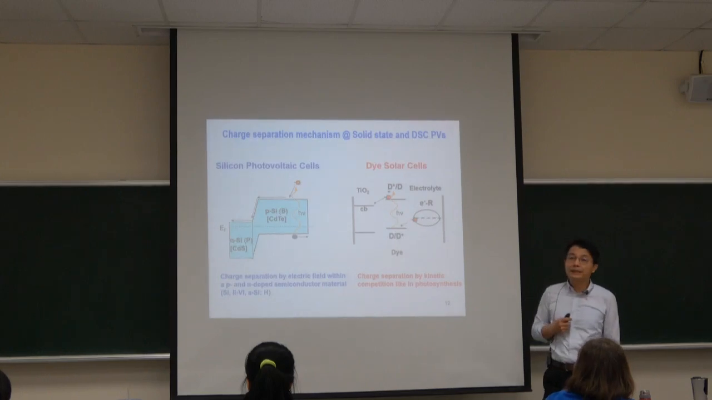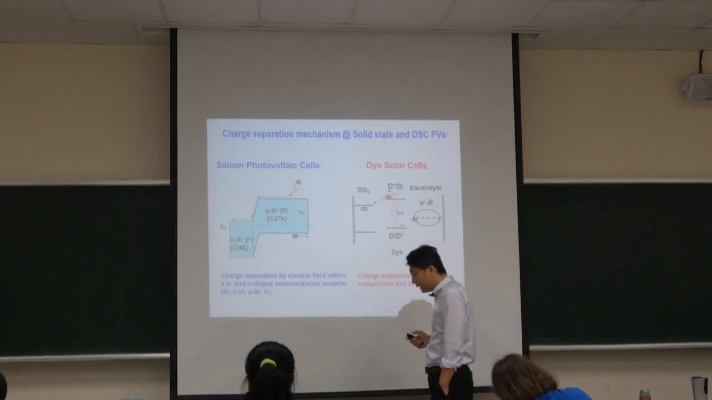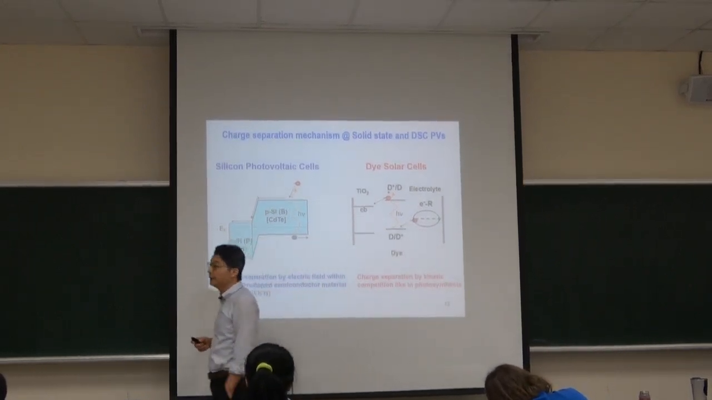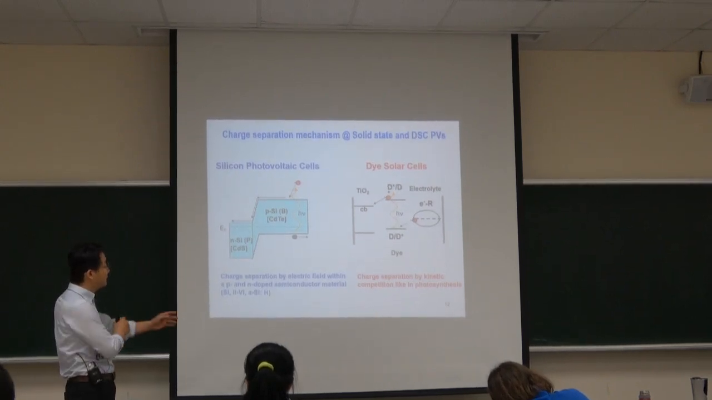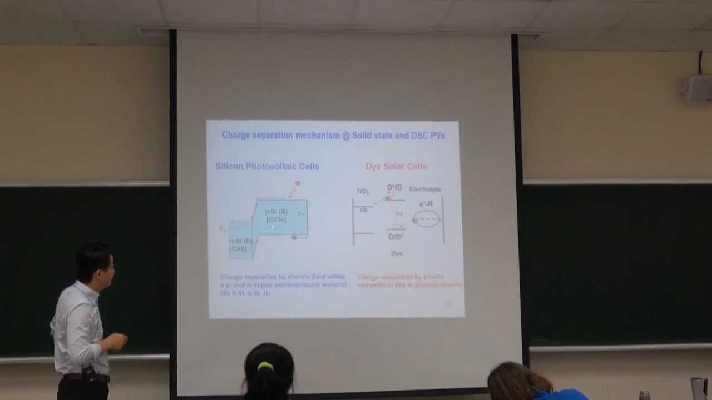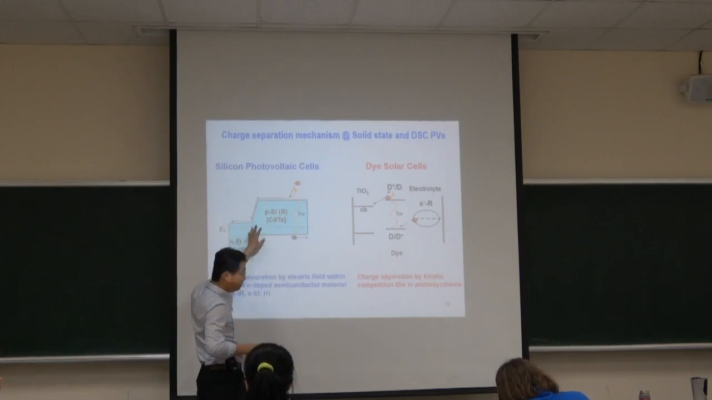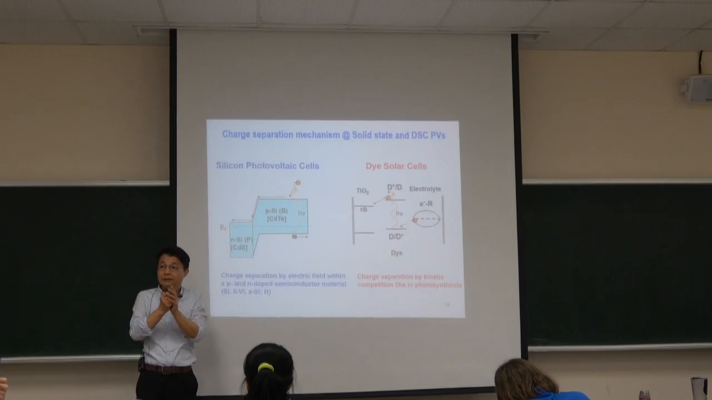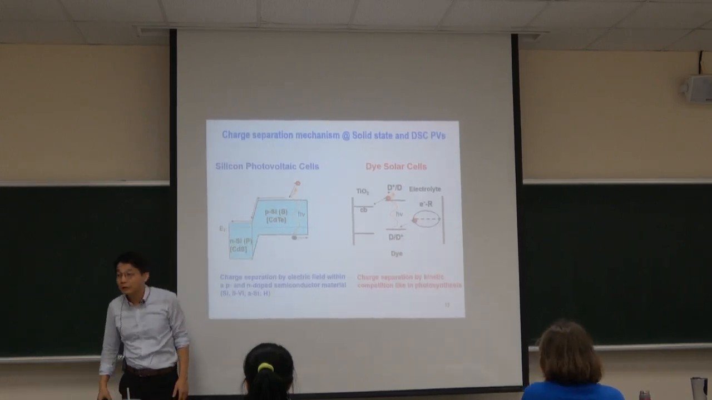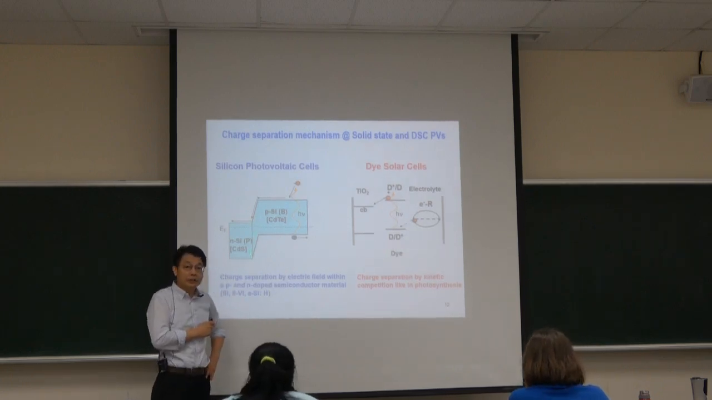If we compare the working mechanism with the P-type and N-type junction of silicon, it is also similar, but the structure is completely different. If we look at the P-type and N-type, you can see there is a junction, the junction that we mentioned in the last chapter. This junction provides the depletion region, and the depletion region establishes an internal electrical field.